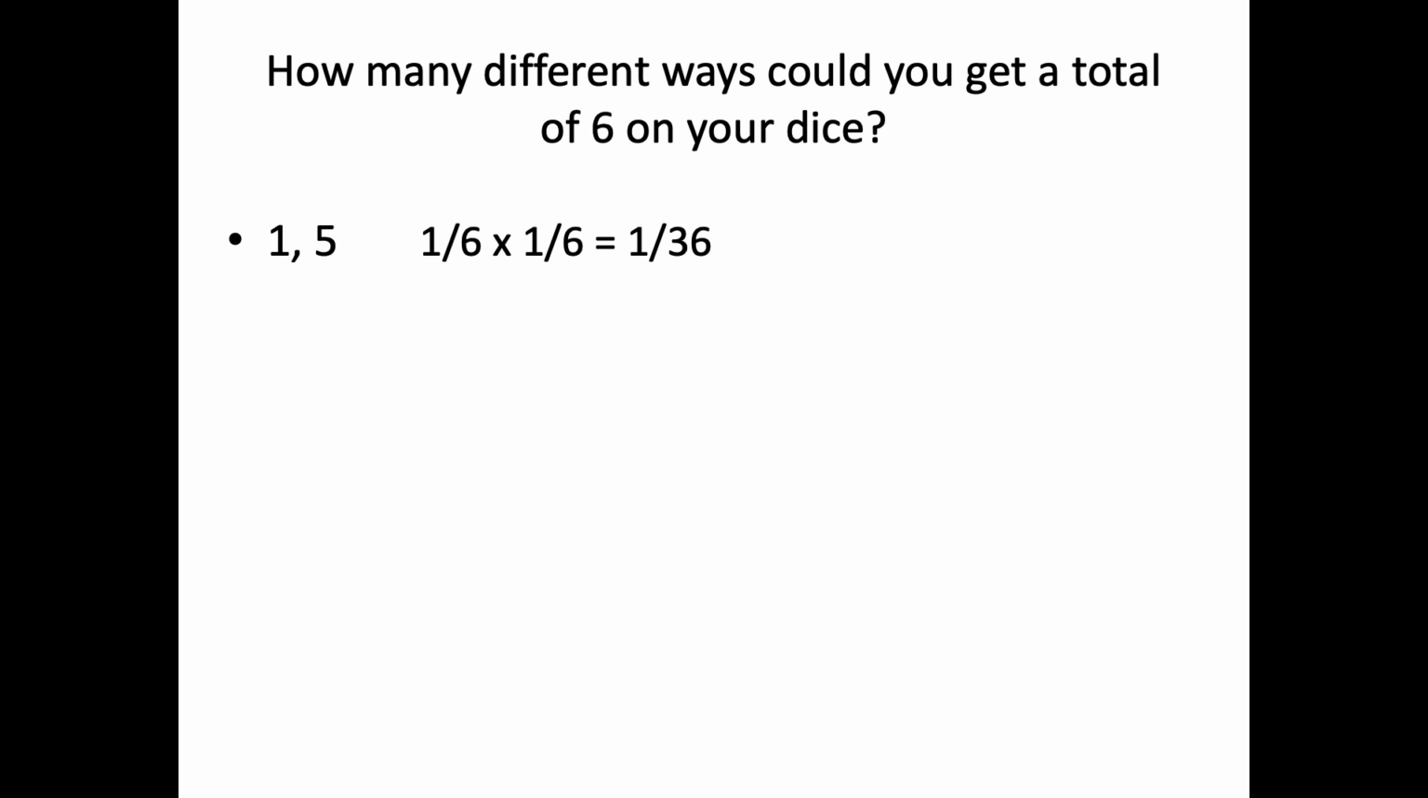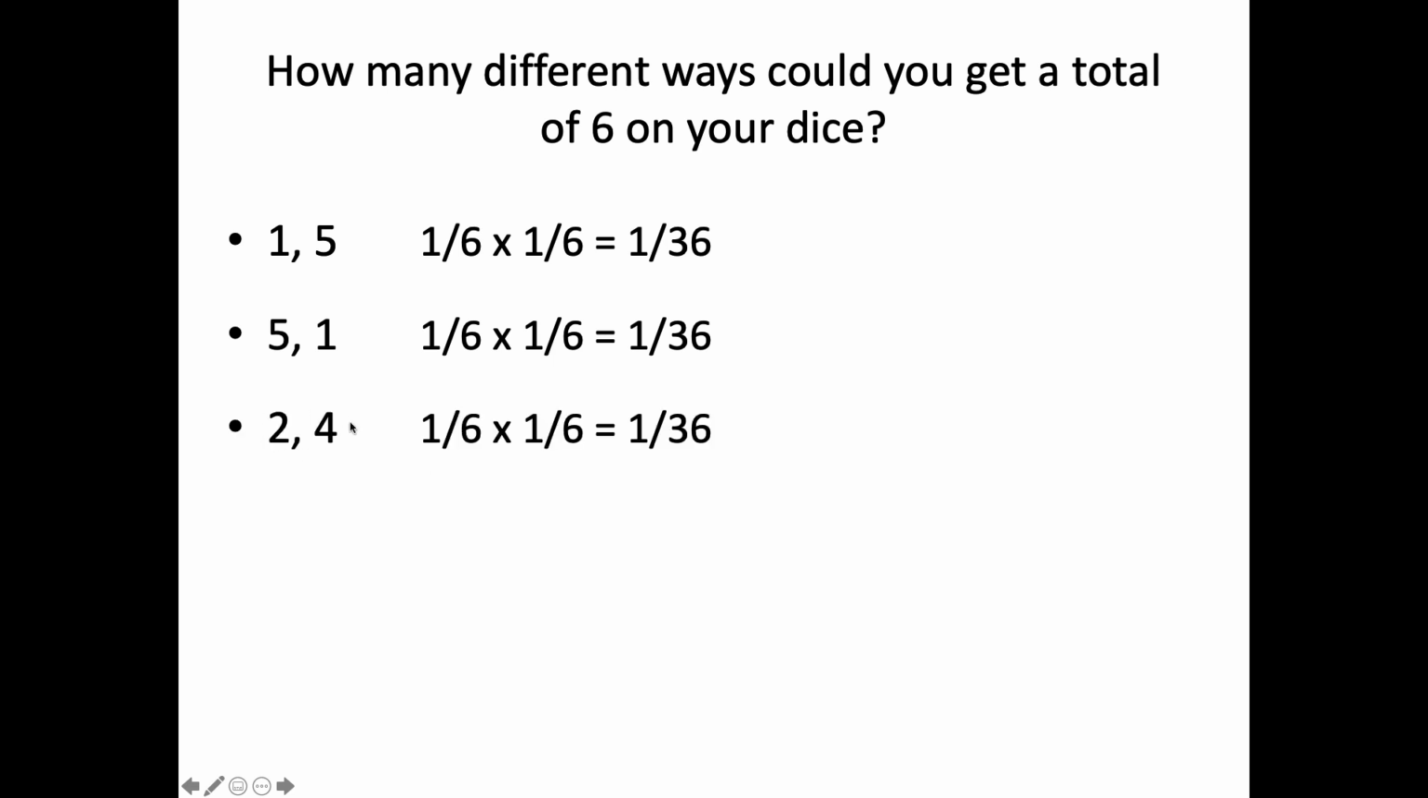One way to get a total of 6 is to roll a 1 on the first die and a 5 on the second die. The probability of rolling these two is equal to 1 out of 36 because we're using the product rule here. It's one event and the second event. We could also roll a 5 on the first die and a 1 on the second die to get a total of 6. The probability is also 1 out of 36.